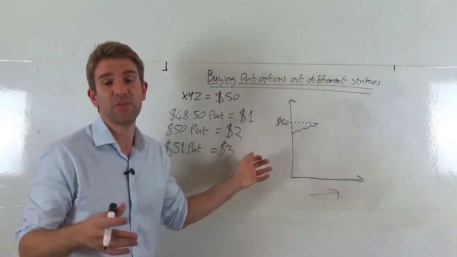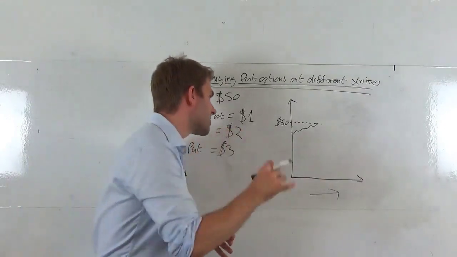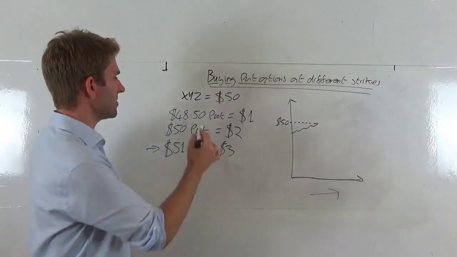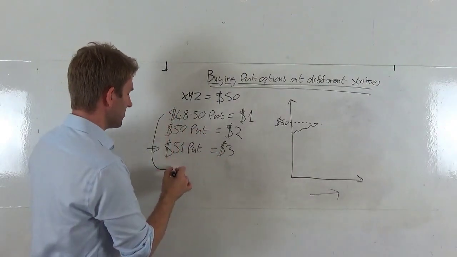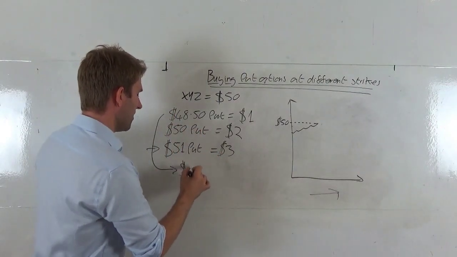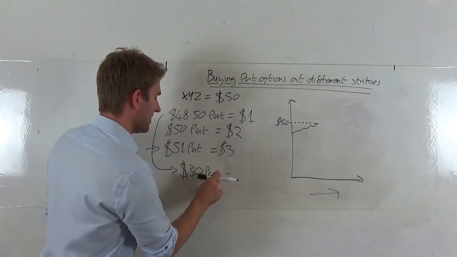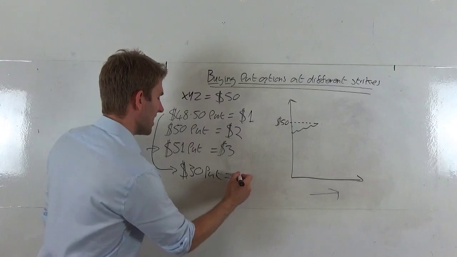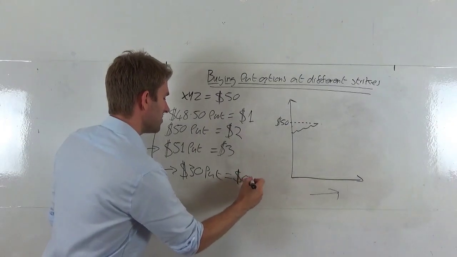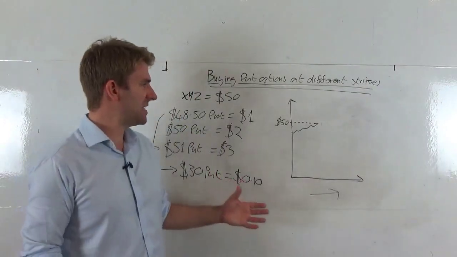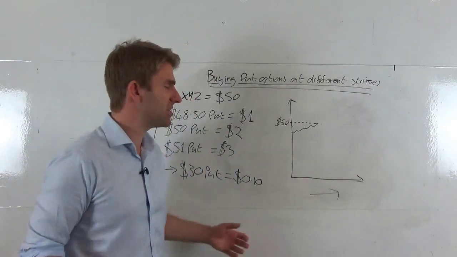But the point of this video is, how do we decide on which one to buy? Let's look at some other extreme examples as well. So let's imagine now, if we go down to here, and let's imagine that the $30 put is currently trading at 10 cents, for example, right? Really kind of unlikely, $30, it's only 10 cents.